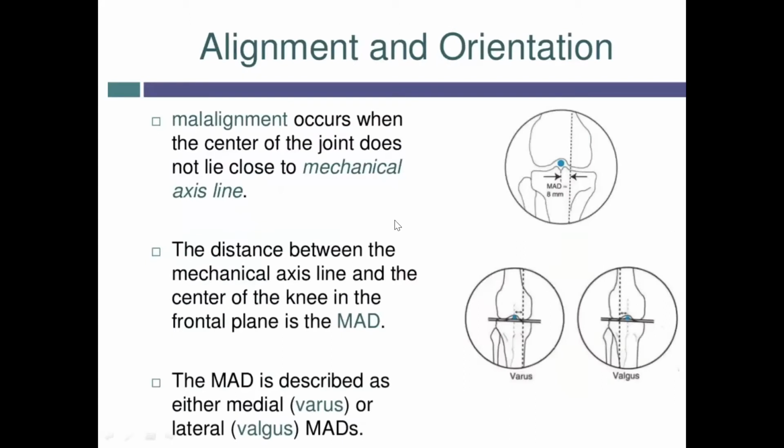Malalignment occurs when the center of the joint does not lie close to the mechanical axis line. As it goes further from the mechanical axis, there is a deformity. The distance between the mechanical axis line and the center of the knee joint in the frontal plane is the MAD, the mechanical axis deviation. MAD is described as either varus or valgus. If it goes towards the medial side, it is varus. If it goes to the lateral side, it is valgus.